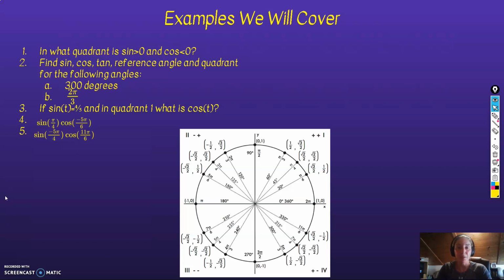So we're saying if t is in quadrant 1, what is then the cosine of t? And what is sine of pi over 4 times cosine of negative 5 pi over 6? And what is sine of negative 5 pi over 4 times cosine of 11 pi over 6? If you want to pause the video now and try these out on your own, you can, but otherwise we're going to go through these now.